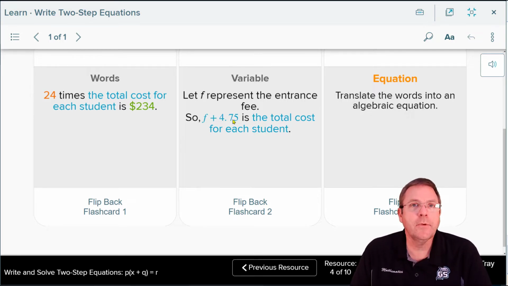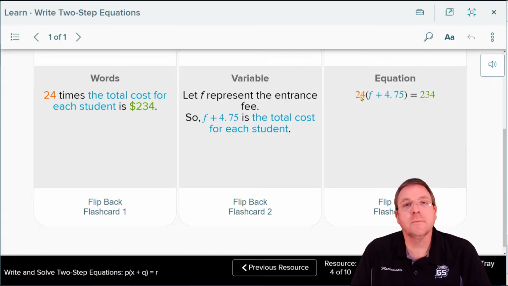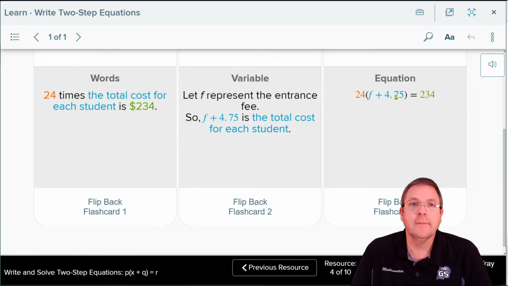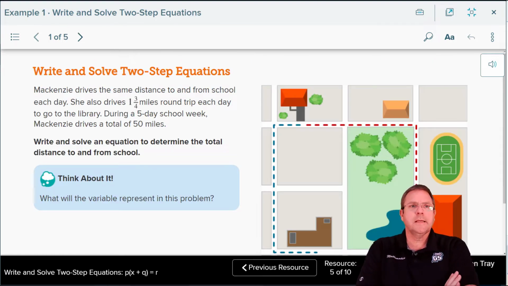How many students were there? There were 24 students, so your equation is going to be 24 times the sum of the entrance fee and the cost of the skates. That's going to equal your $234. And here we have written an equation to represent this real-world situation. And that gets us to example 1.